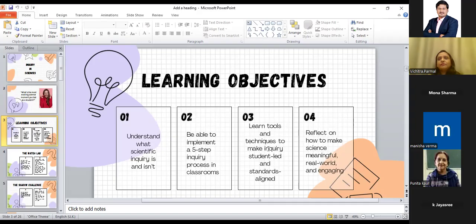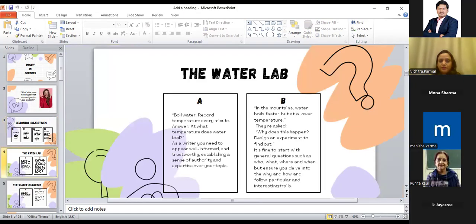Then three, I'll share a few tools and techniques with you to make this inquiry student-led, and how you can align them with the NGSS standards, which we in international curriculum actually use, and our national curriculum standards. Then the fourth one is we can reflect on how to make science meaningful. Here I'm going to share a caselet with you, and you can actually design a full 5-step inquiry along with me. So let's now dive into the session.